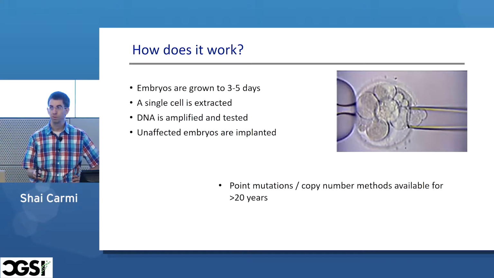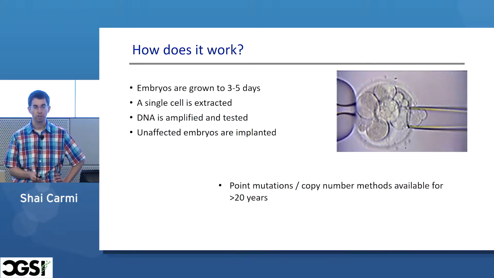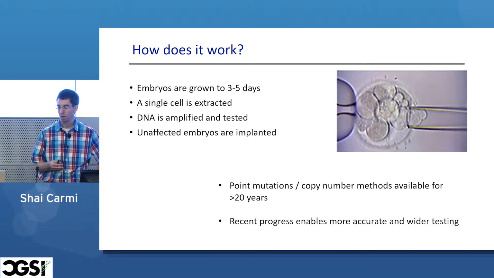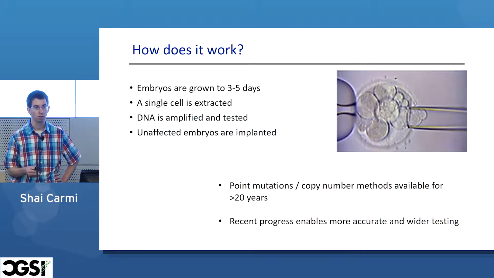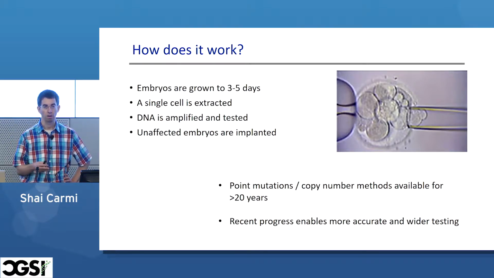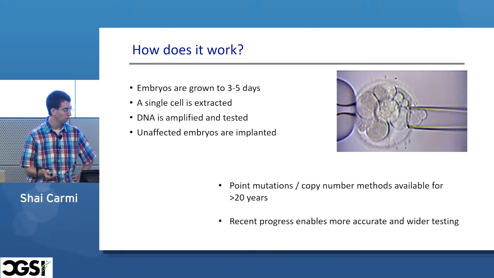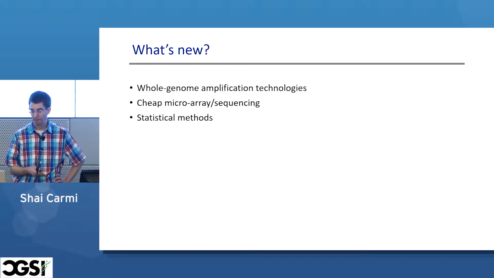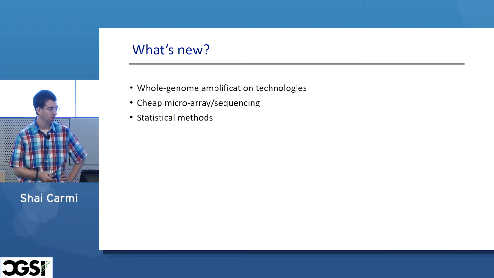This is not new. This has been around for over 20 years, almost 30 years now. But what happened recently over the past 5 years or so is recent technological progress that make these tests very accurate and a lot more widely used. So what happened is that obviously we have new sequencing and genotyping technologies, and the technologies for whole genome amplification also improved a lot, and also the statistical methods.